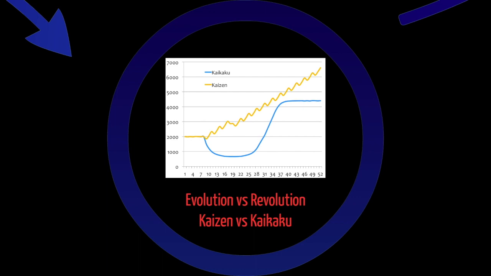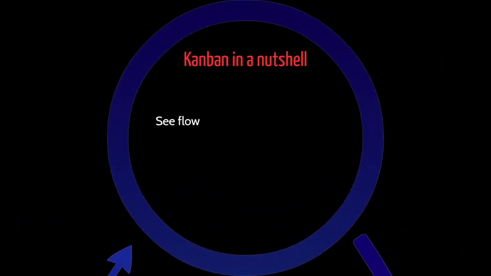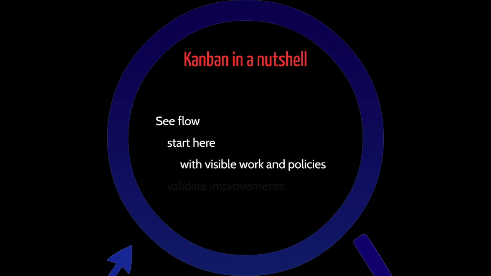So that's it. That's all of Kanban. My friend Andy Carmichael came up with a way of condensing all of Kanban into a single tweet, and it looks like this. See flow, start here, with visible work and policies, validate improvements. And that is the essence of everything we're trying to do.